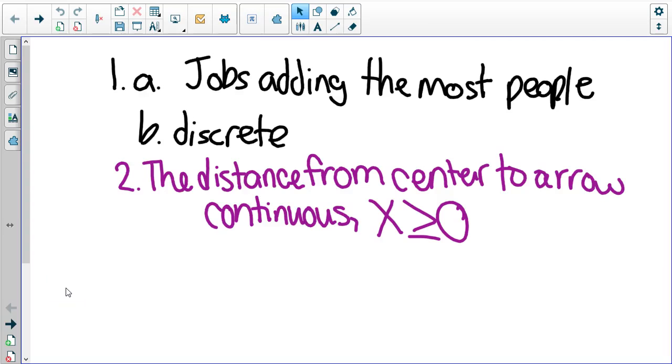This is worksheet 17 solutions. So 1A was just asking you to identify your variable, right? And that was jobs that were adding the most people, and then B was asking you if it was discrete or continuous, and that's discrete, right?